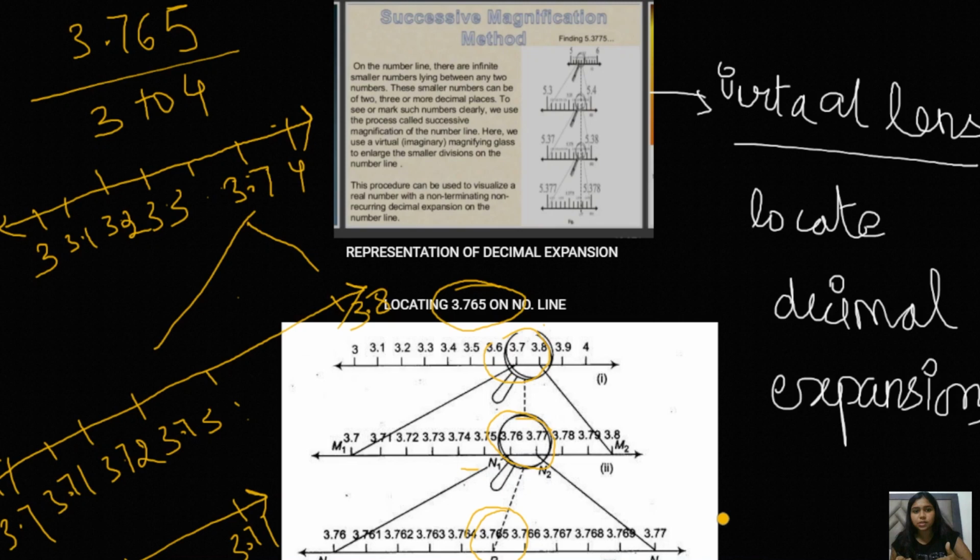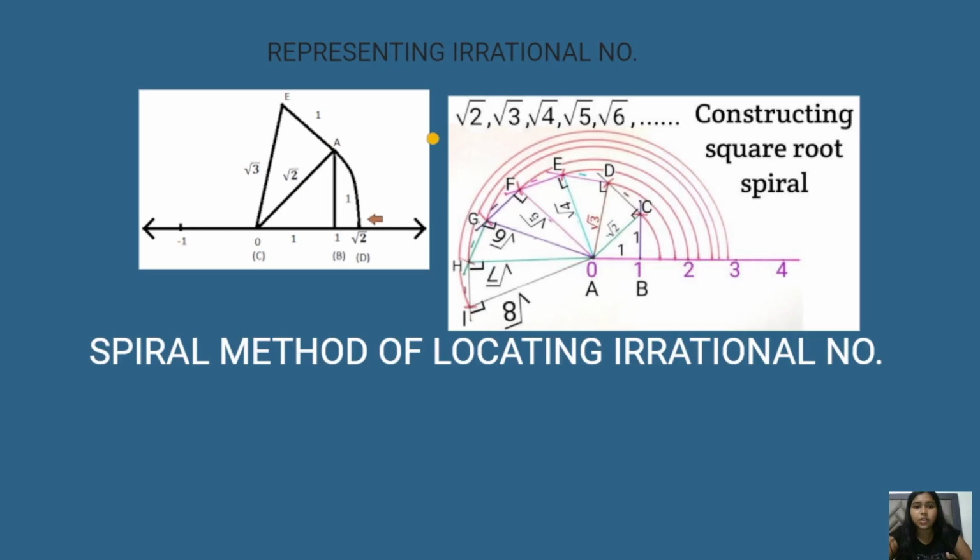For example, if we take 5.635, this is a kind of homework for you. You just have to locate this on the number line. Now let's move forward with another method for representing this. Another method is known as the spiral method of locating numbers on the number line.